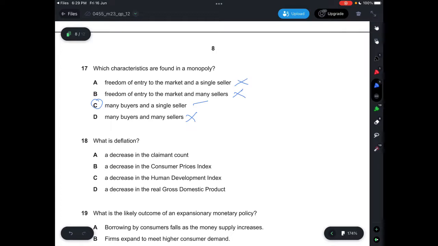Question 18, what is deflation? Deflation is basically a decrease in the general price level. So A says a decrease in the claimant count, which is not correct. And B says a decrease in CPI, which is correct. And C says a decrease in Human Development Index, which is not correct.